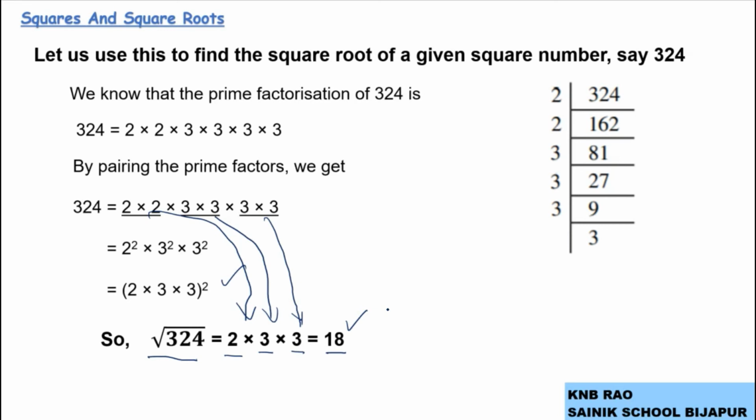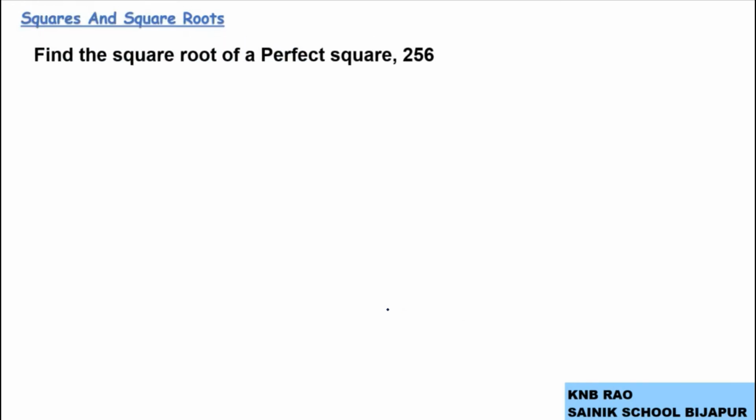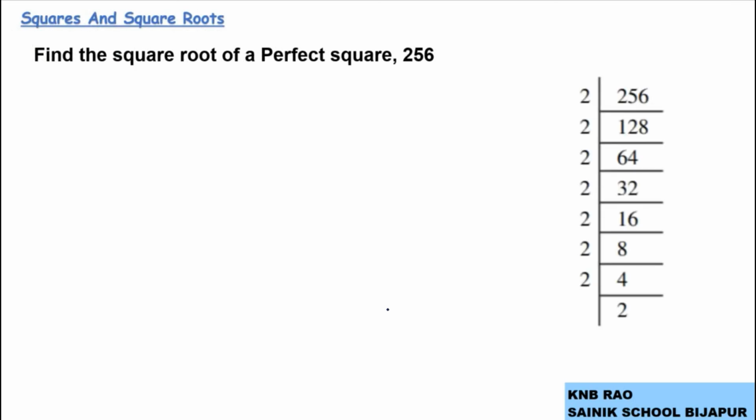Let us discuss one more example and we will wind up this session. Now, find the square root of a perfect square 256. You can find the square root of 256 like here how we did.